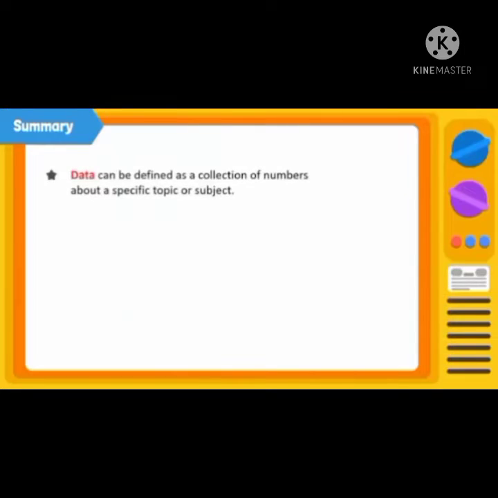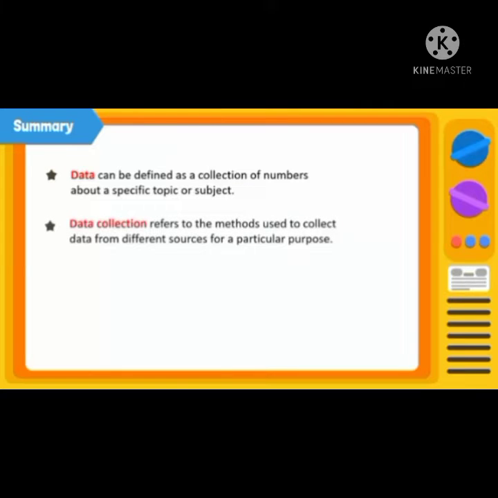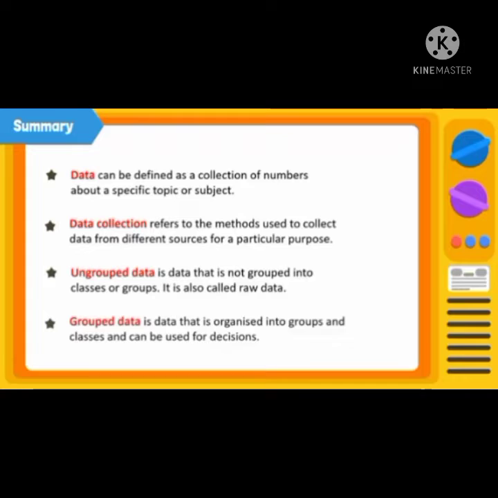Let's summarize. Data can be defined as a collection of numbers about a specific topic or subject. Data collection refers to the methods used to collect data from different sources for a particular purpose. Ungrouped data is data that is not grouped into classes or groups. It is also called raw data. Group data is data that is organized into groups and classes and can be used for decisions.